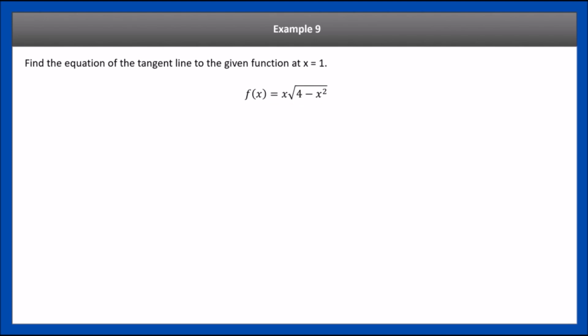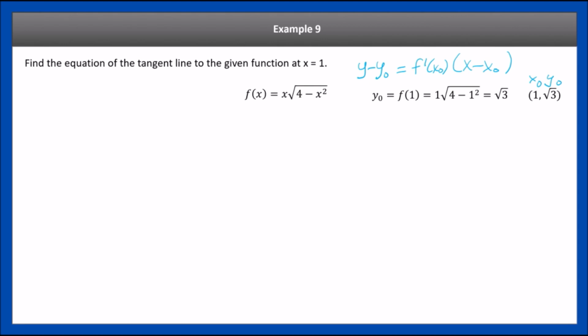So we're going to take the derivative of that. And then we're going to find the equation of that tangent line at x equals 1. Okay, so first off, we know that the equation is y minus y0 equals derivative times x minus x0. All right, so remember that this is x0, this is y0. x0 is 1 and y0 is square root of 3.